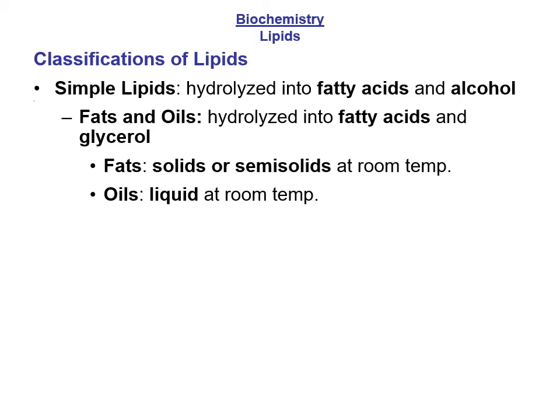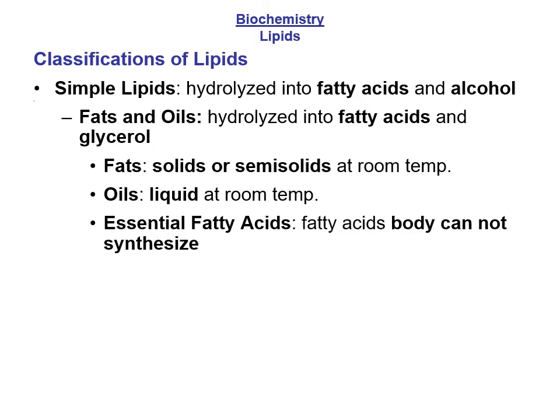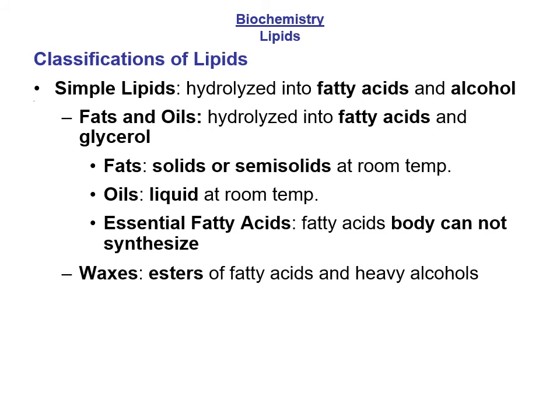There's also essential fatty acids. Essential fatty acids are fatty acids that the body cannot synthesize. They are something that has to be part of the diet for you to be healthy. Again, fatty acids are the monocarboxylic acids. You also have waxes. Now, waxes are esters of fatty acids and heavy alcohols. If you remember, we talked about esters in chemistry. Esters are made through the combination of alcohols and carboxylic acids.